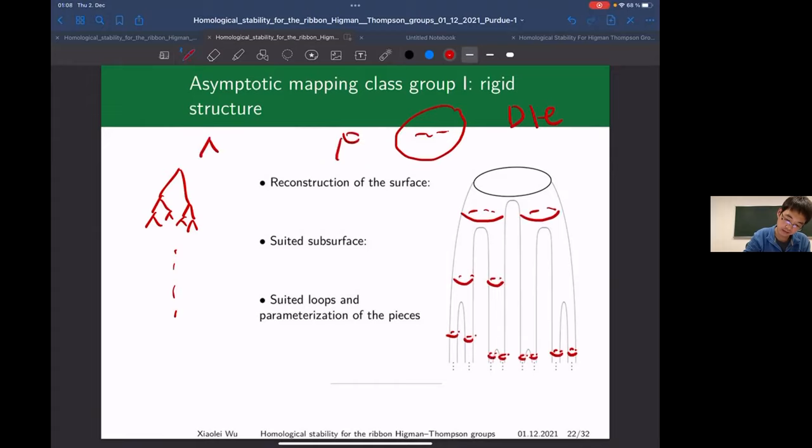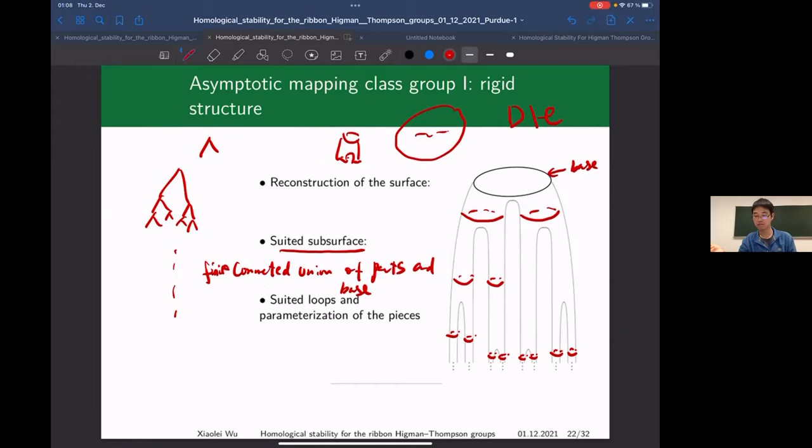And then the subsurface will play the role of a finite rooted binary tree. This is just a connected union of pants and the base. Oh, okay, you want it to be finite. So this is the base. Well, in this case, it will always contain the top pants, right?